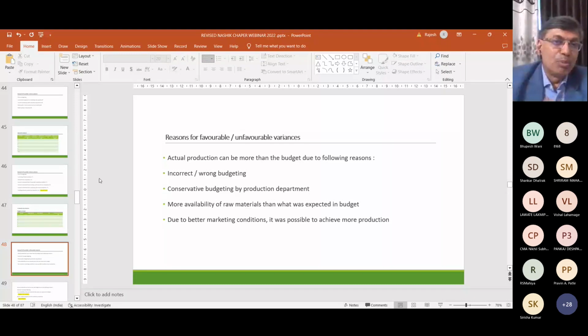Conservative budget by the production department. Knowing that we can achieve X quantity, still that quantity was not given. Actually, less quantity was given. So in actual, more quantity is being produced and it gives a favorable variance. More availability of raw material is appreciable, or due to better market conditions, it was possible to achieve more production.